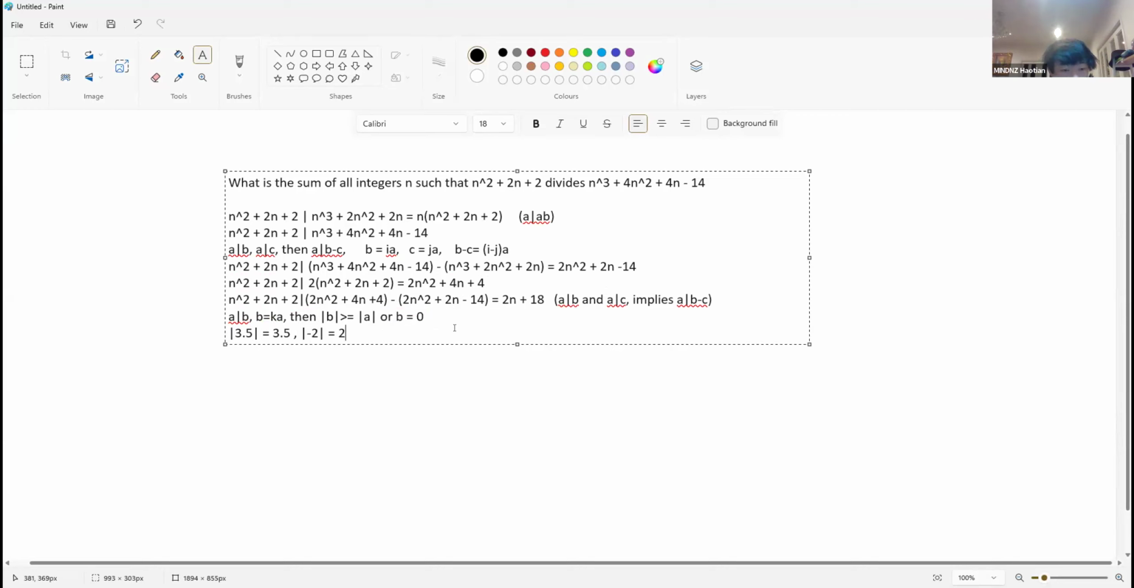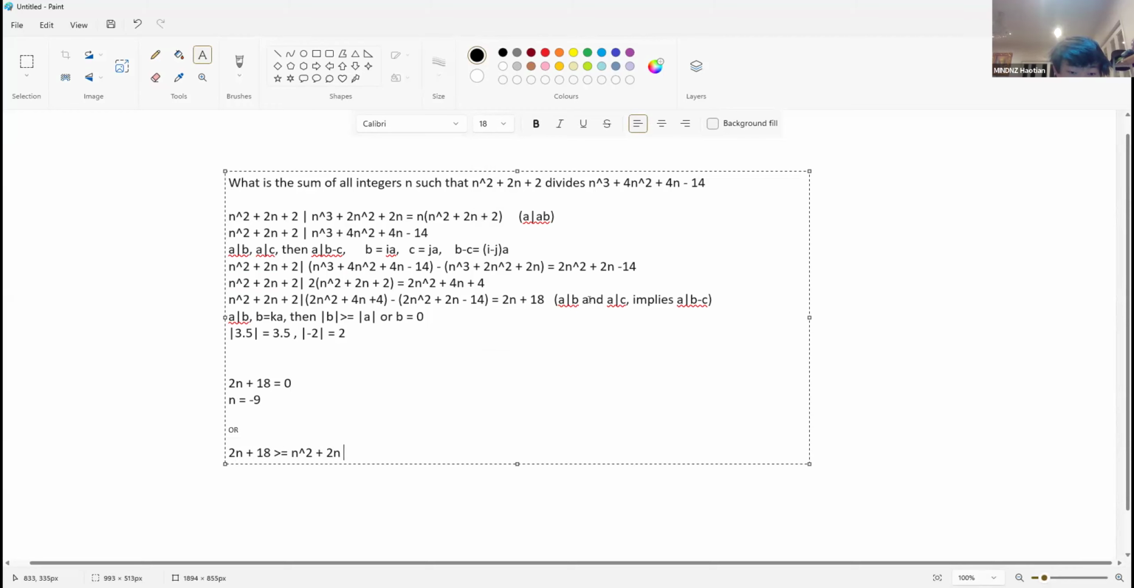So here's something. That means either 2n plus 18 equals 0, which implies n equals negative 9, or 2n plus 18 is bigger than or equal to n squared plus 2n plus 2, which then means 16 is bigger than or equal to n squared, which then means n is equal to 4, 3, 2, 1, 0, negative 1, negative 2, negative 4. Those are the only possibilities. And now we have a very limited number of possibilities we have to try. Does anyone have any questions?